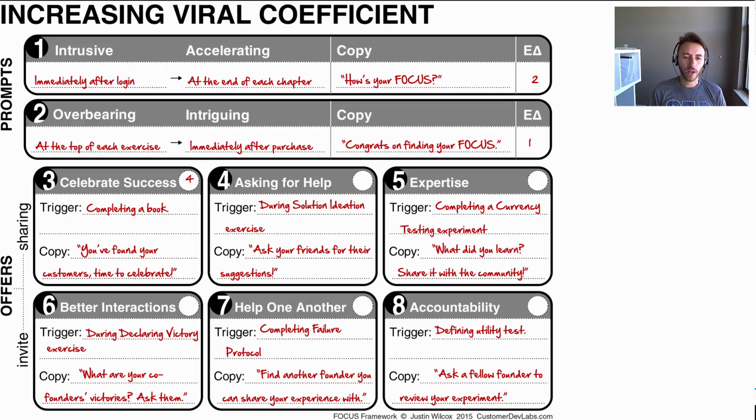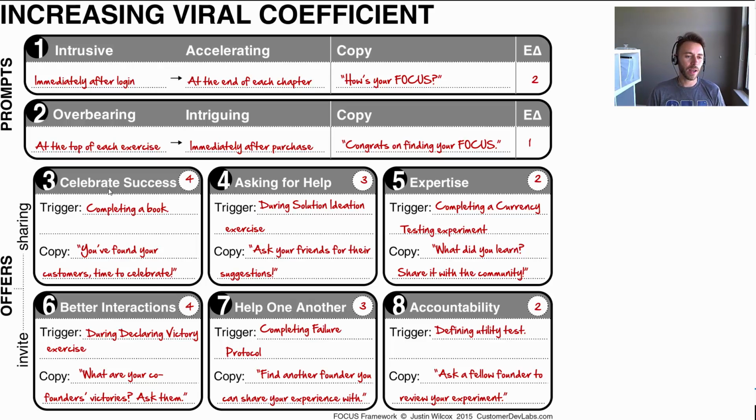Okay, and asking for help. So I go and score the rest of these. I don't necessarily need to explain them all to you. Basically I'm going to go through each one and determine what I think the emotional delta is for each of them, and then I'm simply going to pick the one that has the highest emotional delta.